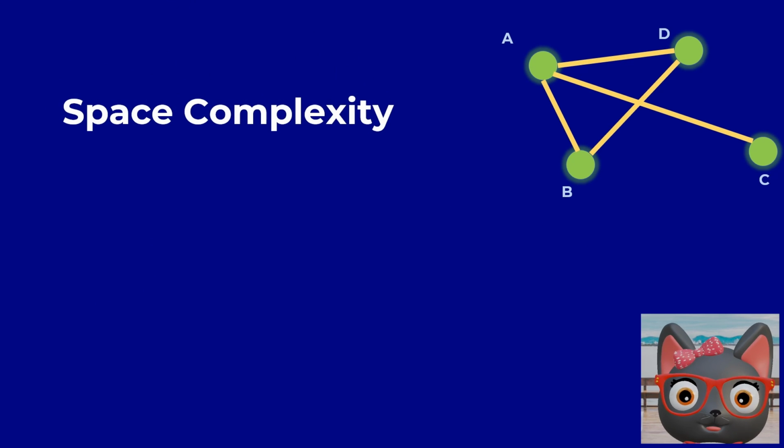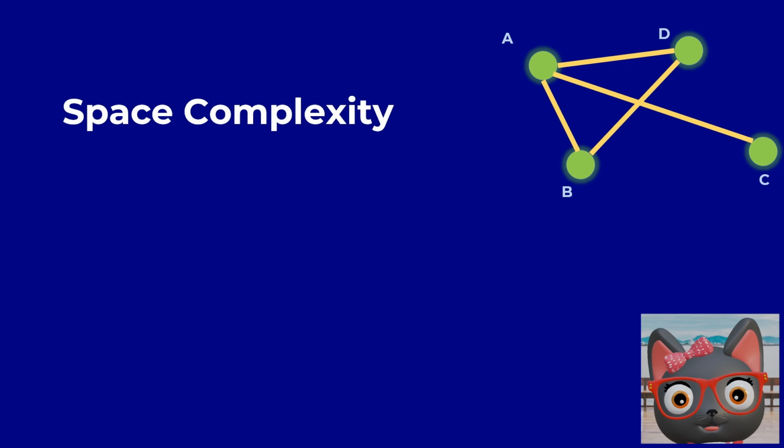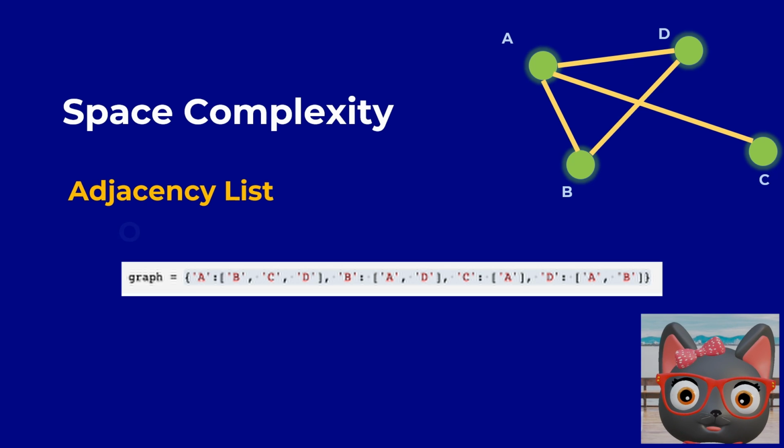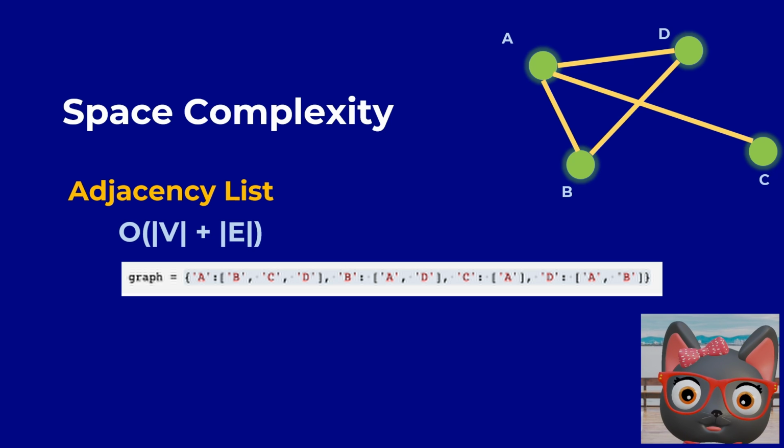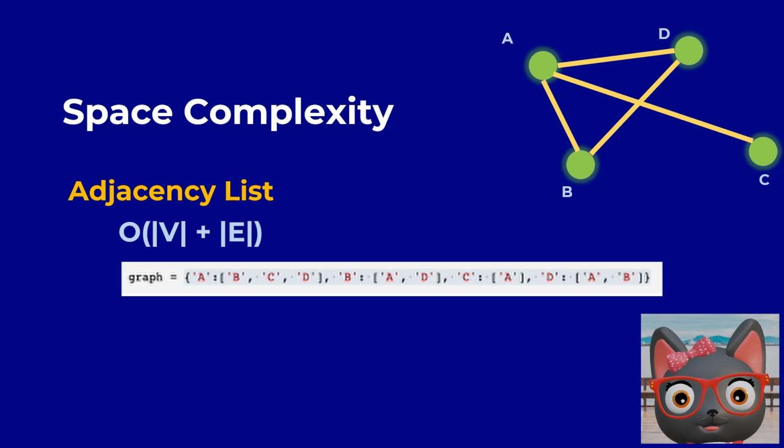Now, I'm sure you're thinking, this is all great, Miss Paws, but which one do I use? Well, I'm really glad you asked. We will need to examine the space complexity and time complexity of these two representations. Let's first take a look at space complexity. Our adjacency list has all the vertices and edges listed, so O of number of vertices plus number of edges. The letters V and E basically mean the number of vertices and number of edges.